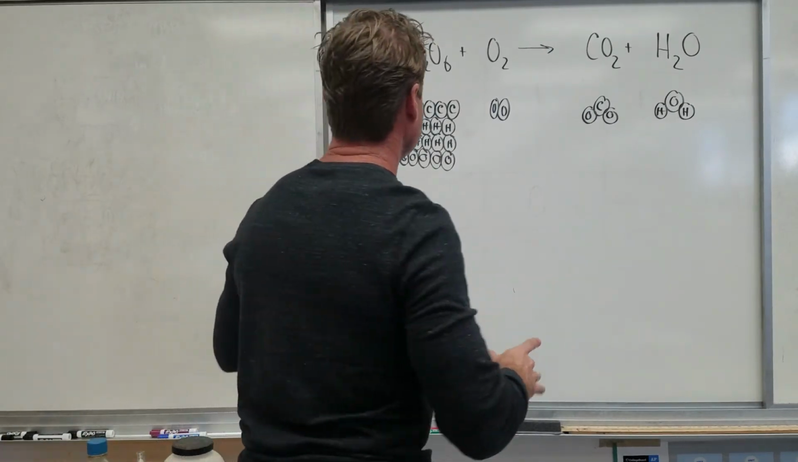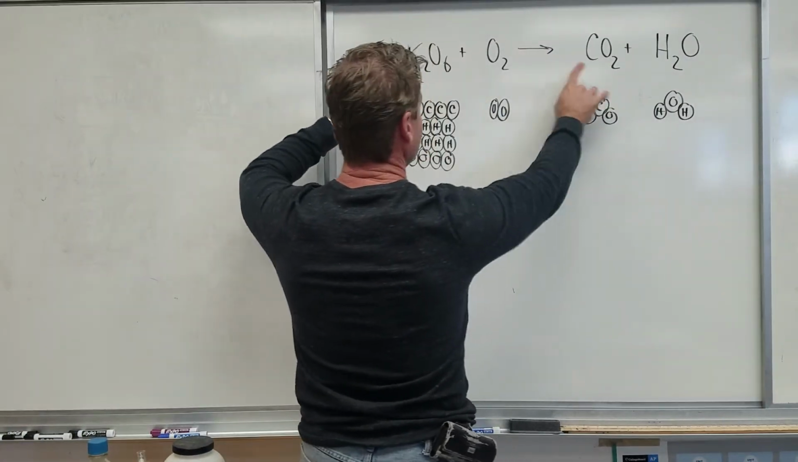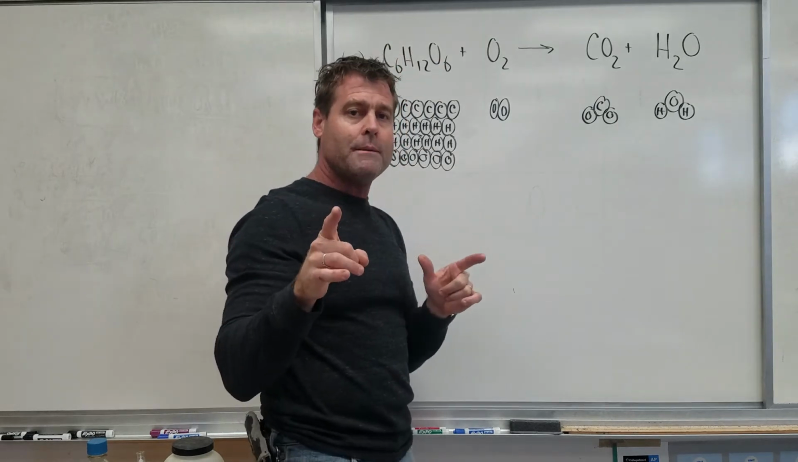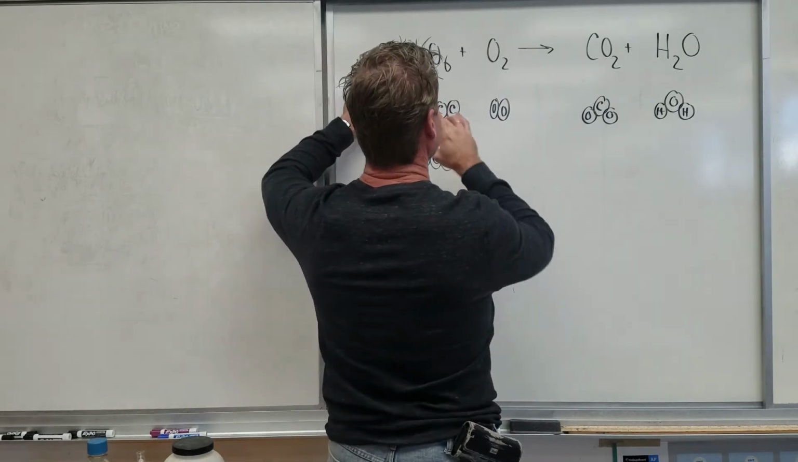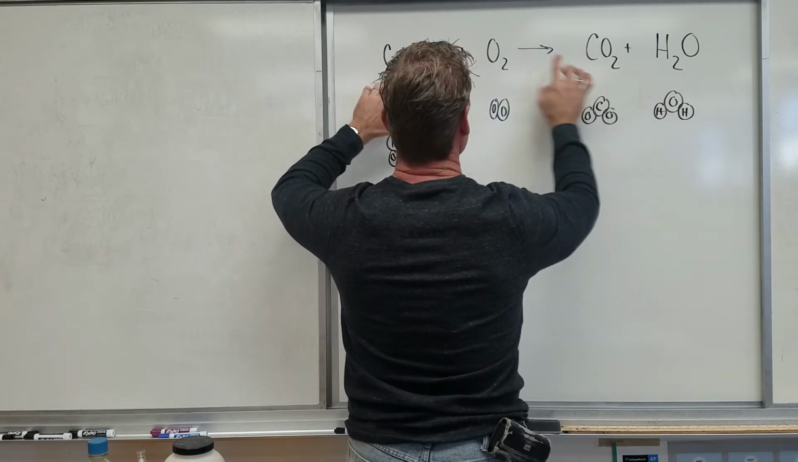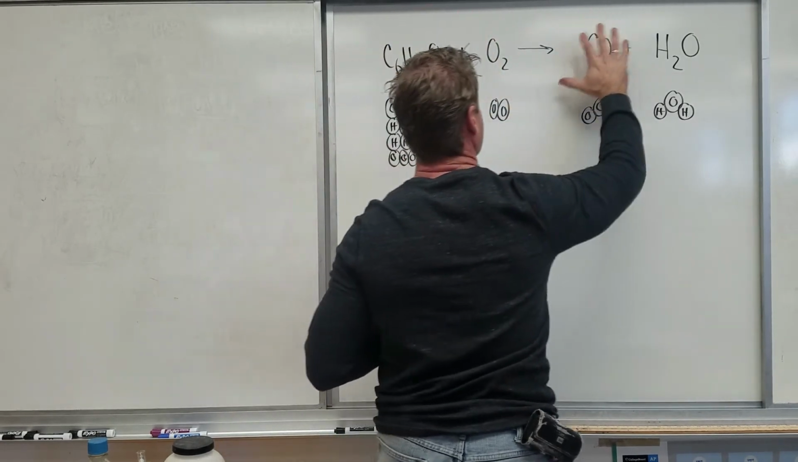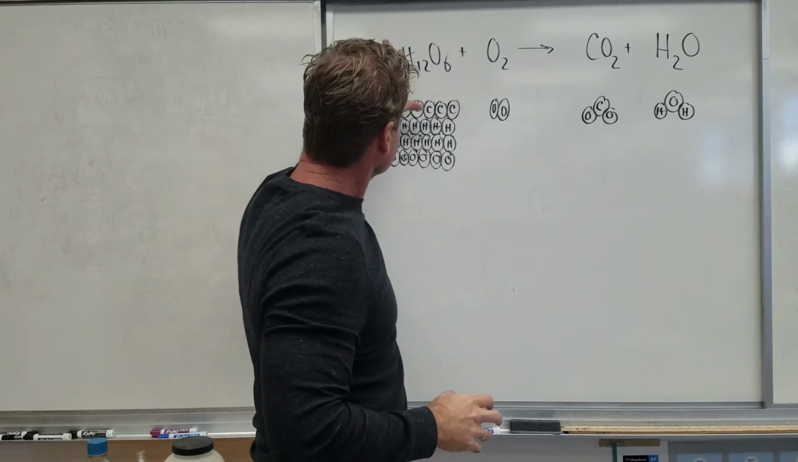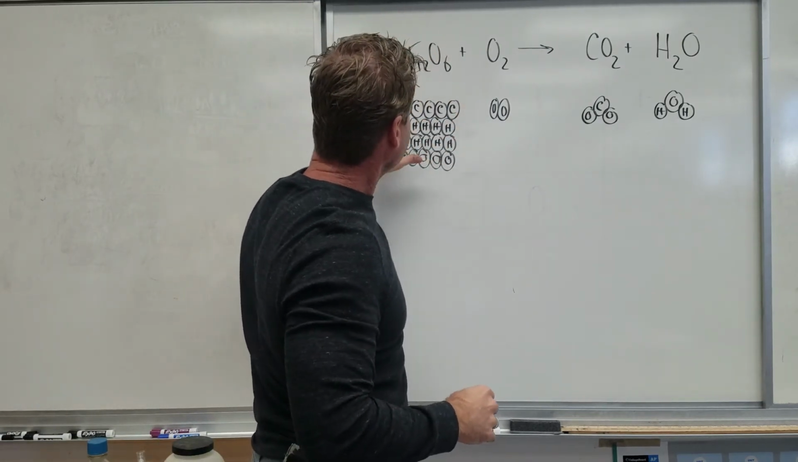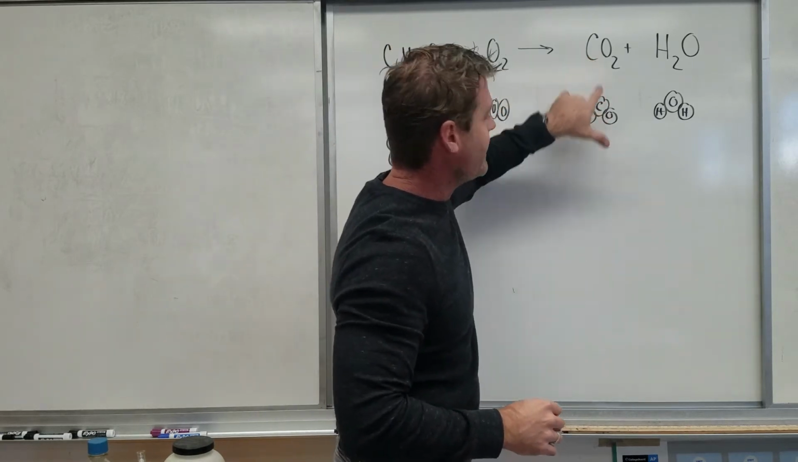So I'm going to focus on carbon. I'm going to look at where carbon is located. You should be able to find an atom that's only located in 2 spots, one on the reactant side and one on the product side. So carbon's in my glucose here and carbon's in my carbon dioxide here. With my glucose, I've got 6 carbon atoms. With my carbon dioxide, I only have 1 carbon atom.